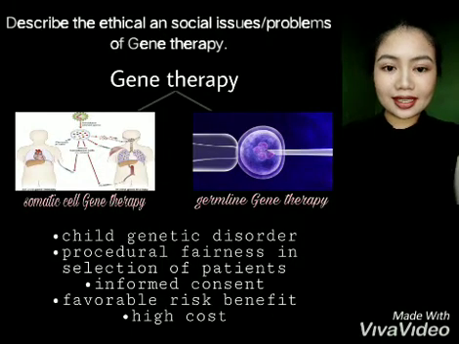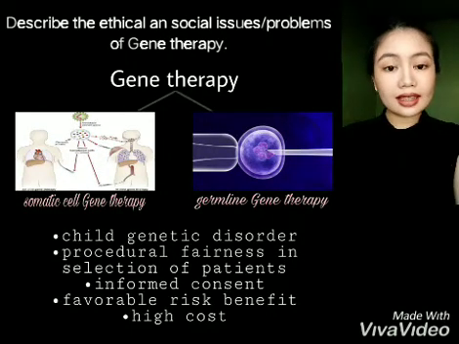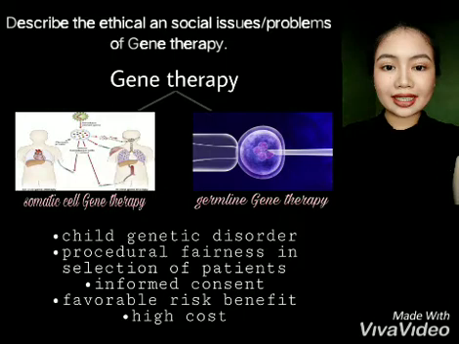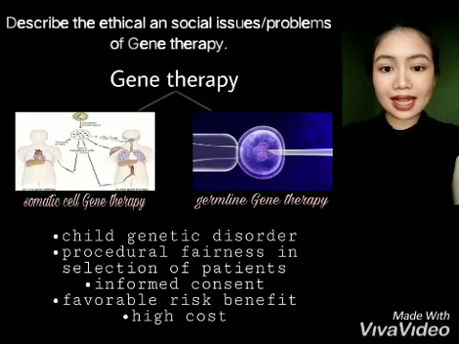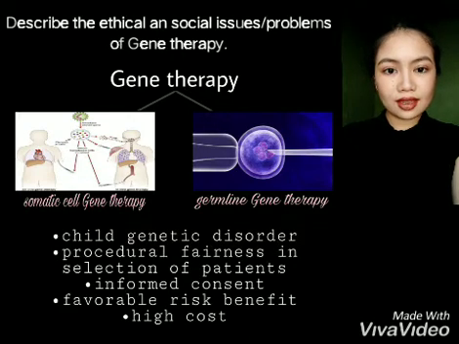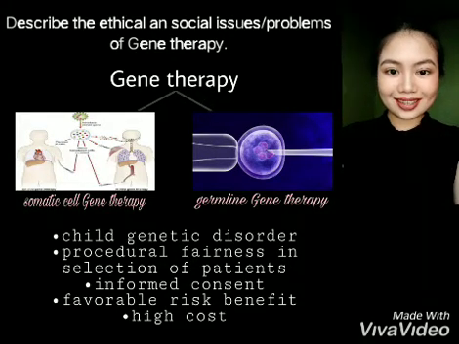When it comes to somatic cell therapy, the ethical problems are familiar in many clinical settings, like having procedural fairness in the selection of patients, and also informed consent and a favorable risk-benefit balance that applies in trials. And the social issue for these 2 kinds of gene therapy is mostly the gene therapy's procedure. For some, medication is already available but at really high cost.